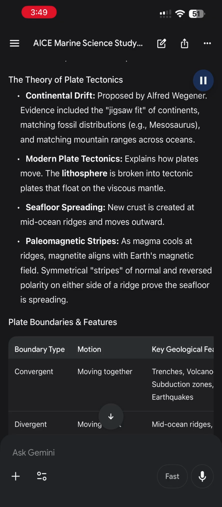Seafloor spreading. New crust is created at mid-ocean ridges and moves outward. Paleomagnetic stripes. As magma cools at ridges, magnetite aligns with Earth's magnetic field. Symmetrical stripes of normal and reverse polarity on either side of a ridge prove the seafloor is spreading.